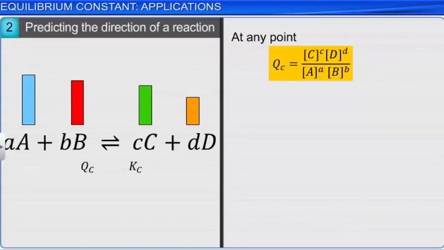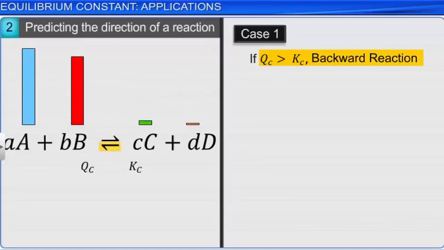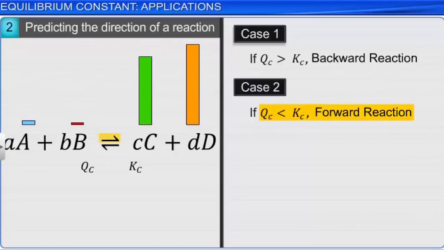Let us now examine how reaction quotient and equilibrium constant help us in predicting the direction of a reaction. If the value of reaction quotient Qc is greater than equilibrium constant Kc, it means that the backward reaction takes place. In other words, the reaction proceeds in the direction of the reactants. If Qc is less than Kc, the forward reaction takes place. That is, the reaction proceeds in the direction of the products.